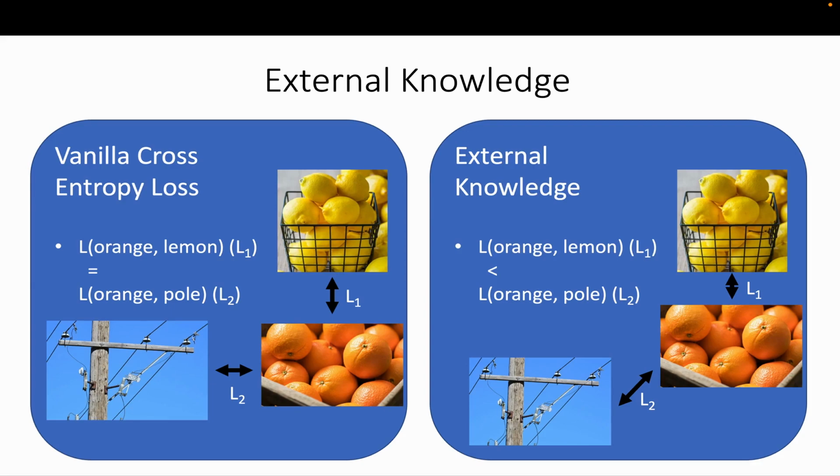Here we show the impact of distilling external knowledge without going into the mathematical details. On the left, we see that the vanilla cross entropy loss is indifferent to the semantic meaning of the label. That is, the loss between orange and lemon is equal to the loss between orange and pole. On the right, when we use external knowledge, the loss now takes into account the meaning of the label. Hence, the loss between orange and lemon is less than the loss between orange and pole.